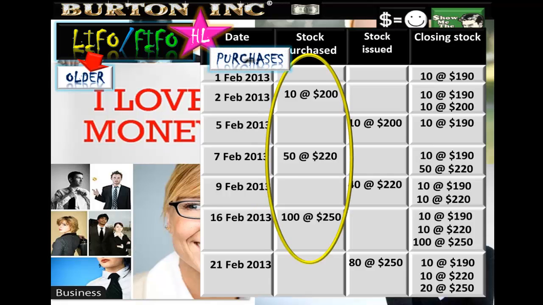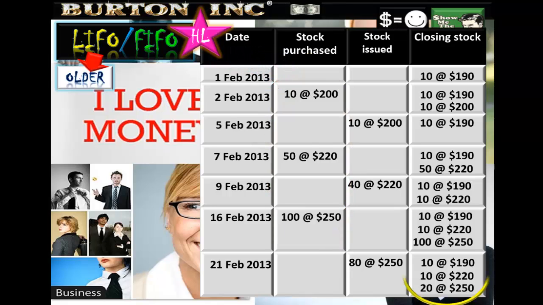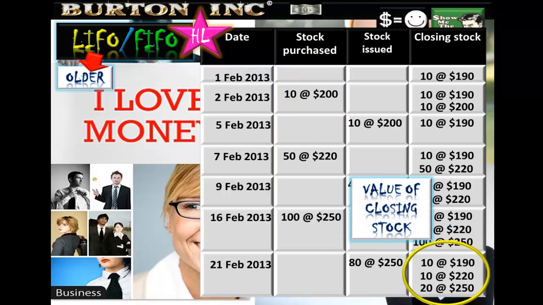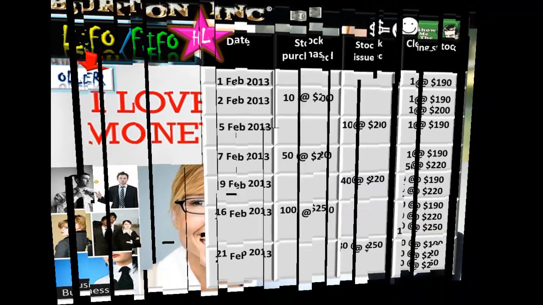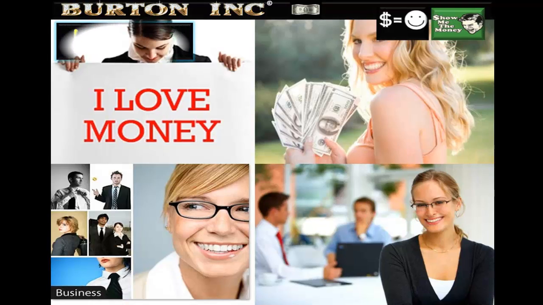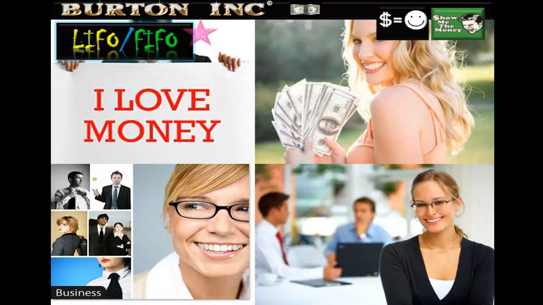Stock purchase is important for constructing our trading account. And the all-important value of closing stock. So if we add those up, we've got a value of closing stock, and we'll be able to plug that in to the appropriate place in our trading account. So keep that in the back of your mind, and we'll just quickly run through our FIFO example.